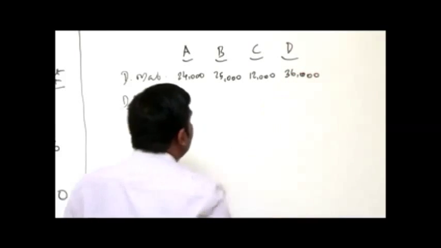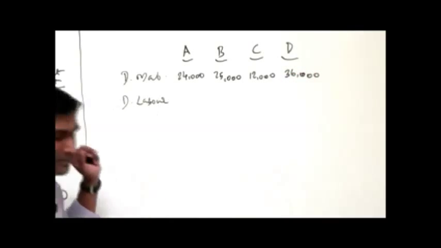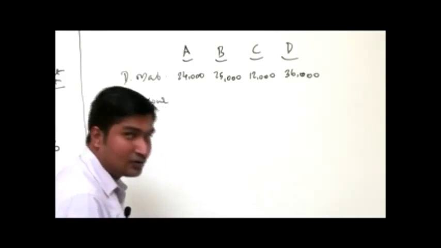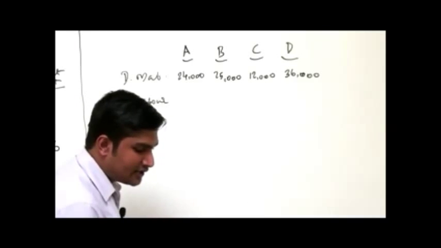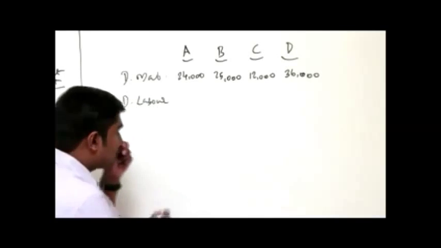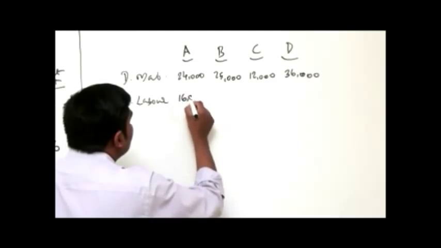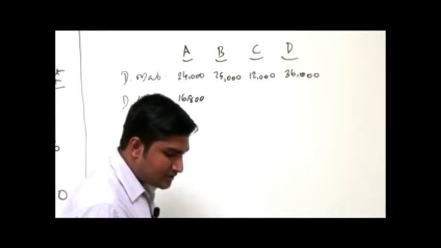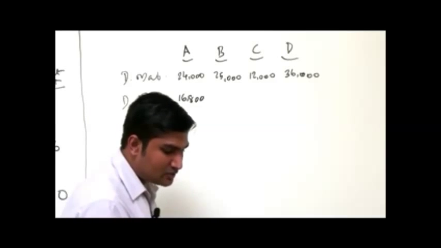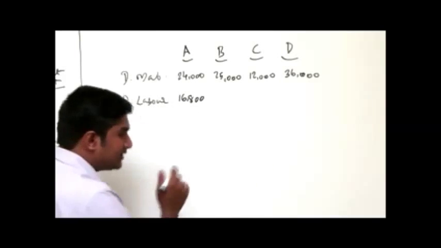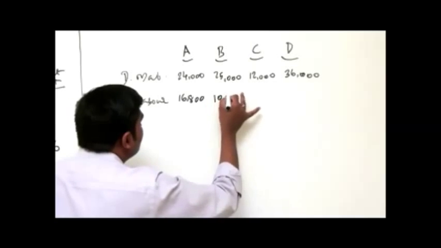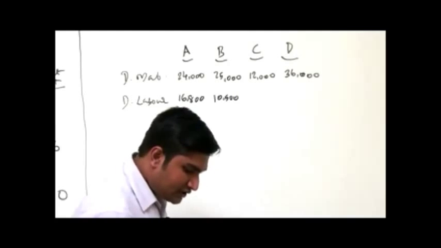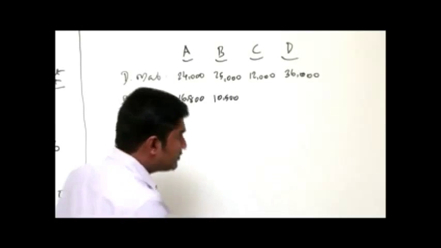Now the labor part. Direct labor is 28 rupees per unit and 600 units of A, so 600 into 28 is 16,800. B, total units 500, per unit labor 21 rupees, 21 into 500 is 10,500. C, 14 into 400 is 5,600.